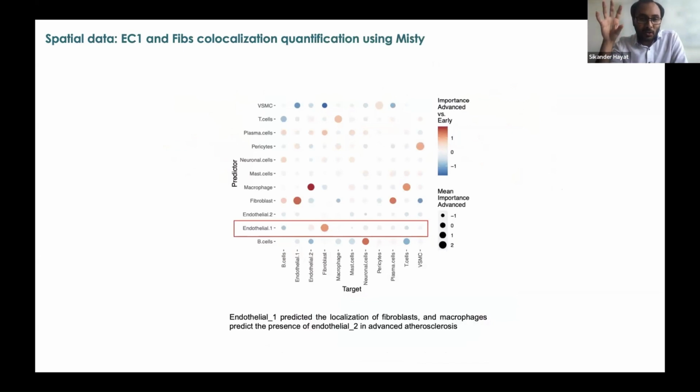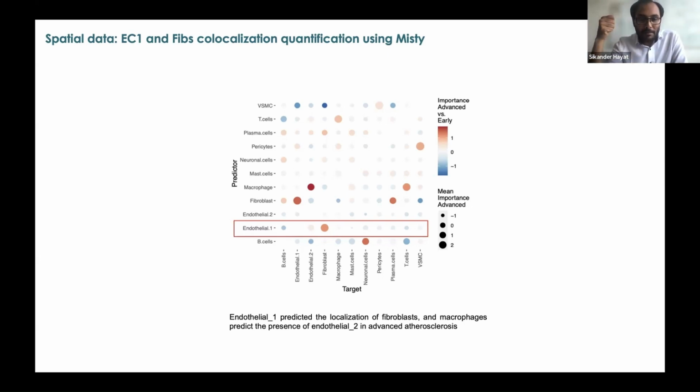We could then also look into correlations between these different cell types. So we could use one cell type to predict the colocalization of other cell types. I'm just highlighting here the endothelial type 1. We use that as a predictor to predict what are the other cell types that are colocalized with it. And then we found that the fibroblasts were colocalized with it more in the advanced and the early stage atherosclerosis as compared to controls.